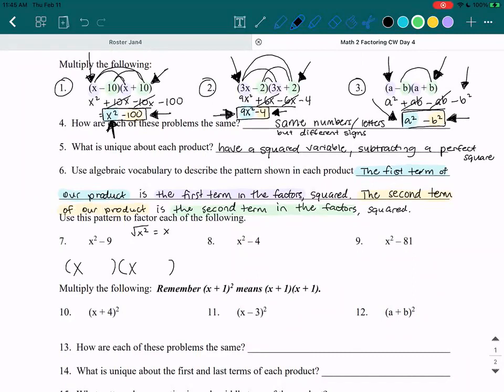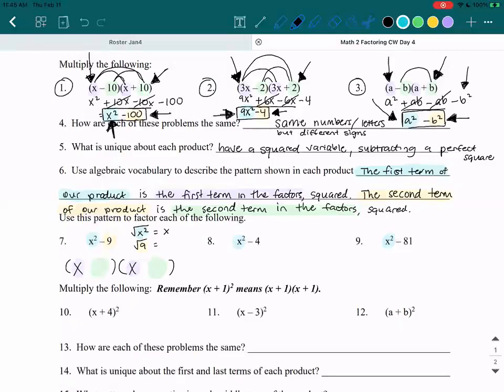What about the 9? What's the square root of 9? You can just type it in the chat while I color code. What is the square root of 9? Yes, the square root of 9 is 3. So that means I'm going to put a 3 here and a 3 here. And then finally, is it plus 3? Is it minus 3? The answer is pretty simple. It's a minus 3 and a plus 3. Or you could write the plus first and then the minus second. It doesn't matter. But this is your factored form. x minus 3, x plus 3.